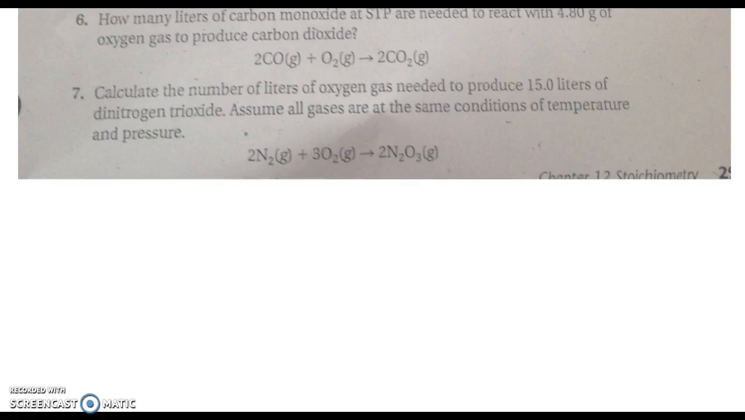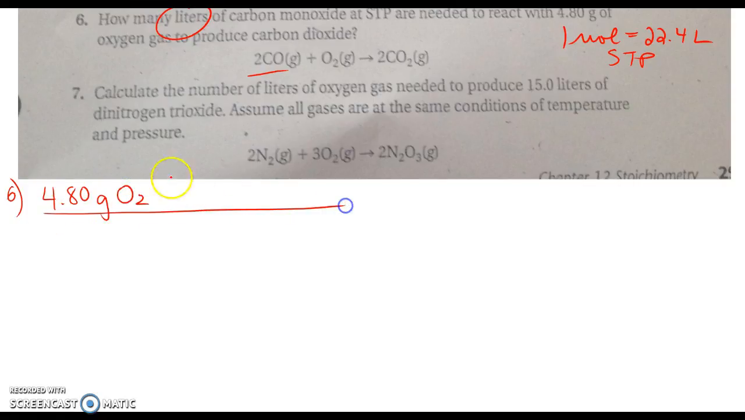Let's look at 6. How many liters? Now, 1 mole is the same as 22.4 liters for any gas at STP, right? So that's what we're introducing now. So how many liters of carbon monoxide at STP are needed to react with 4.8 grams of oxygen gas? So 4.80 grams of O2. Well, I gotta get to moles, right?